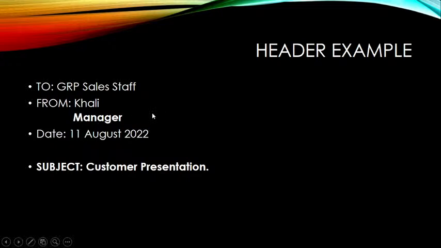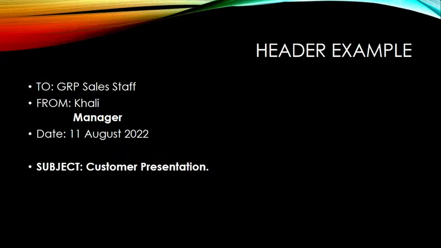Okay, then you include the date. So when you're writing the date, just make sure that you write a full date. So it must have a day, month, and year. Okay, and then the most important part, your subject. So for example, in this example, the subject is customer presentation. If somebody was involved in a customer presentation and I send them a memo with the subject of customer presentation, they'll automatically know what I'm referring to, right? Okay, so I think you need to follow this line.